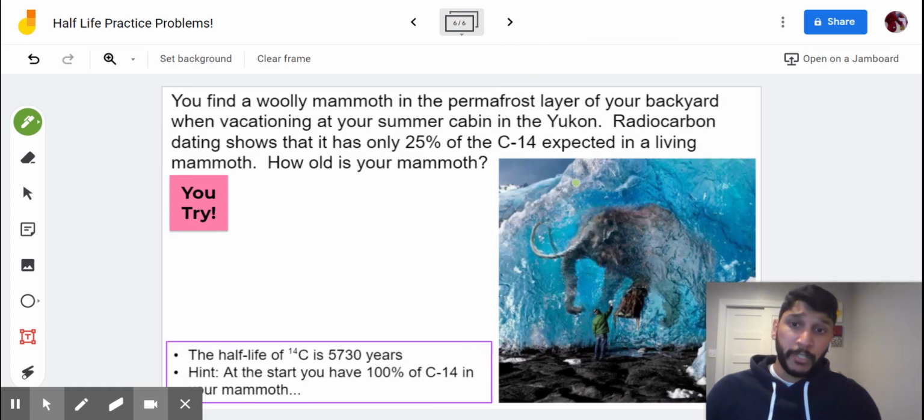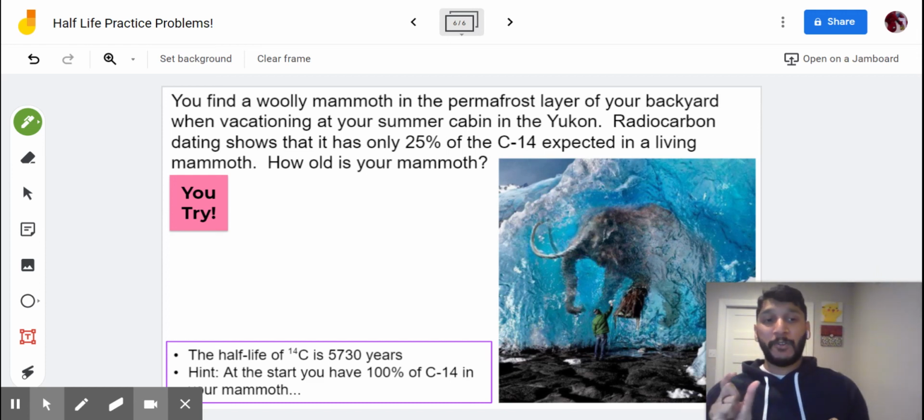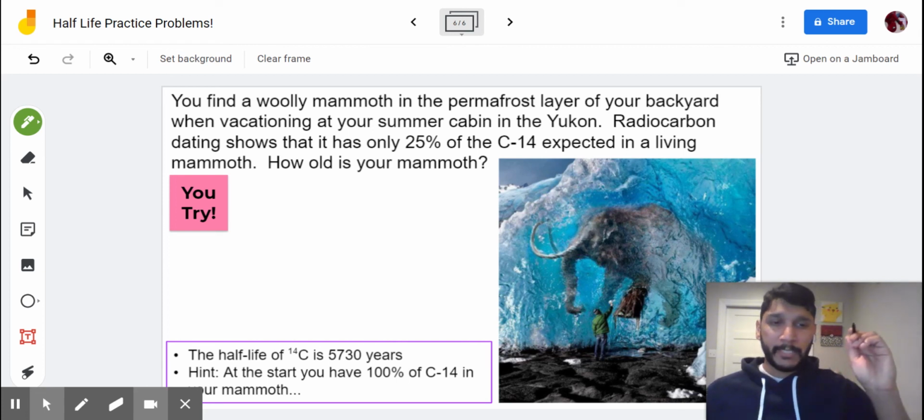So the last problem I want you guys to try is using that carbon dating in a problem. So take a look at this problem. You find a woolly mammoth in your backyard, because that for sure can happen. And radiocarbon dating shows that it has only 25% of the carbon-14 expected in a living mammoth. How old is your mammoth? If you need a hint, you have 100% of carbon-14 until it dies. And then the half-life of carbon-14 is 5,730 years. So try that.